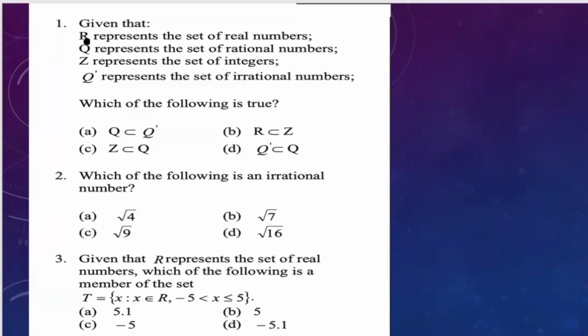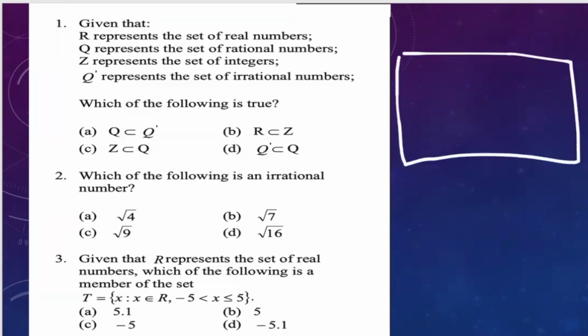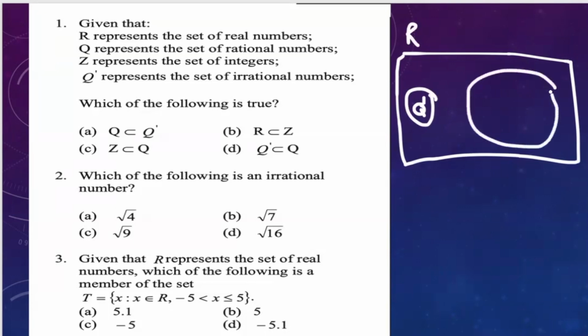Given that R represents a set of real numbers, Q represents a set of rational numbers, Z represents a set of integers, and Q prime represents irrational numbers, which of the following is true? A good way to do this is to have our Venn diagram and just to remind ourselves what is a real number system. So we have irrational numbers that are by itself. So this is our irrational number. And we have set of numbers.